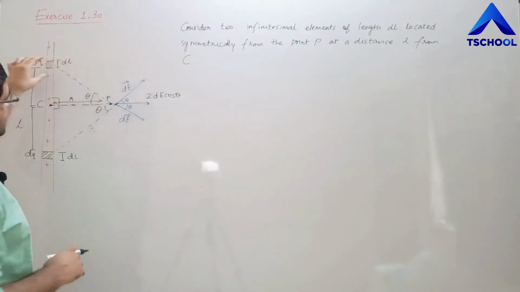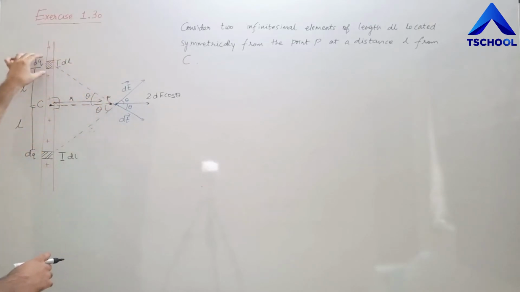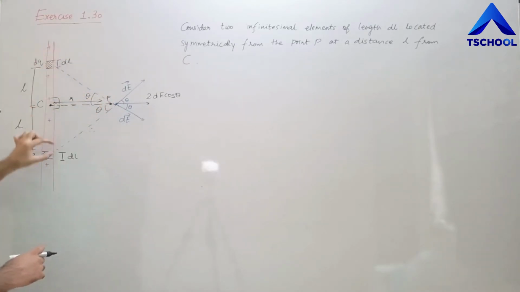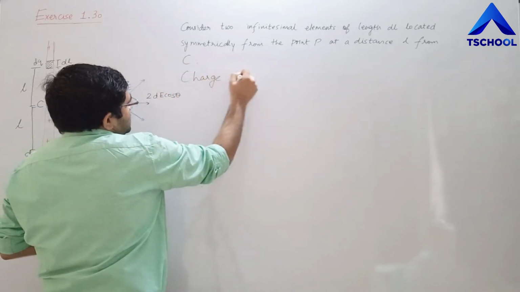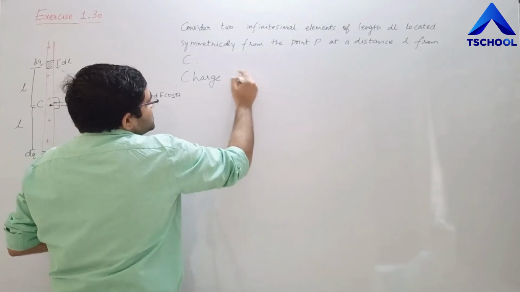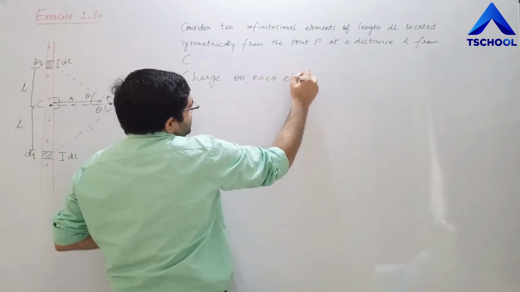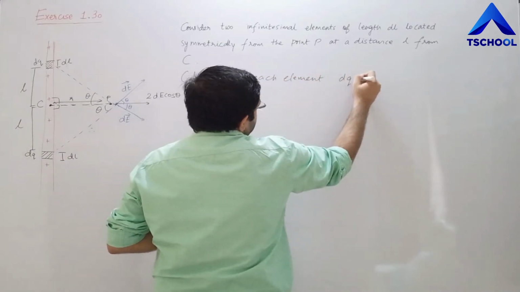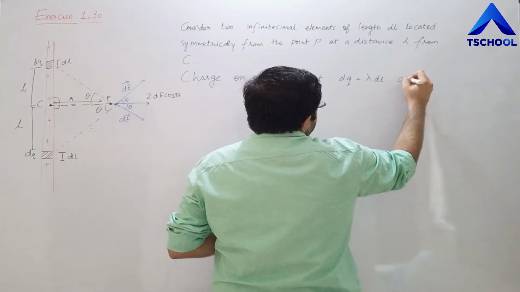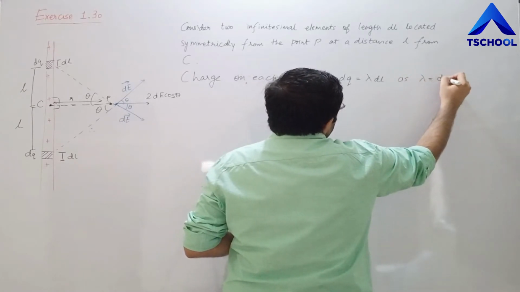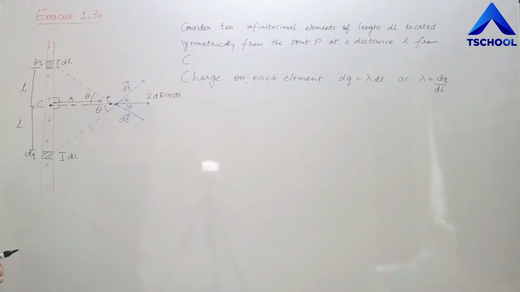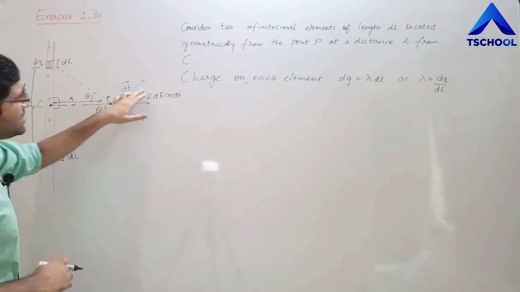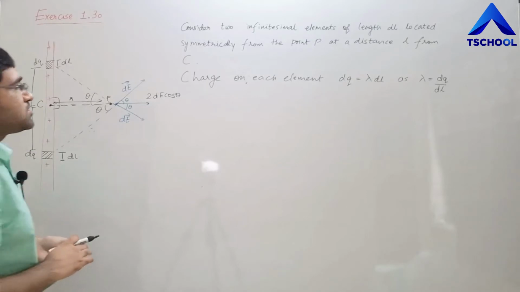We are considering two infinitesimal portions or elements of this entire wire, right? Each having length dl, and that's why each will have a charge dq. So the charge on each element that I have shown here is dq, which is going to be equal to lambda dl, because lambda is defined to be the charge divided by the length. Because this has a length dl, the charge is dq equal to lambda dl. Now we are going to find out the value of 2 dE cos theta.